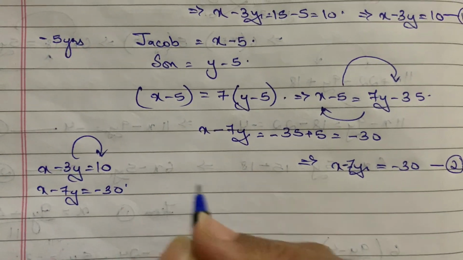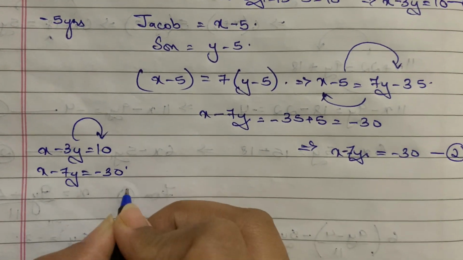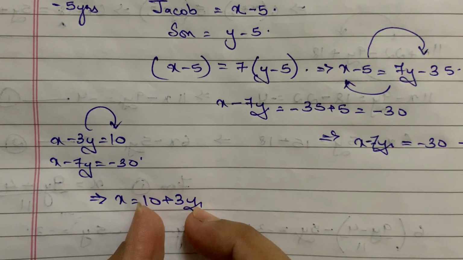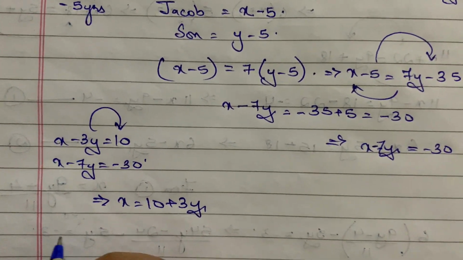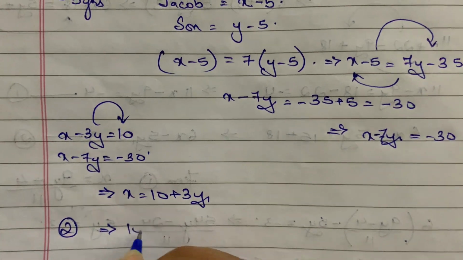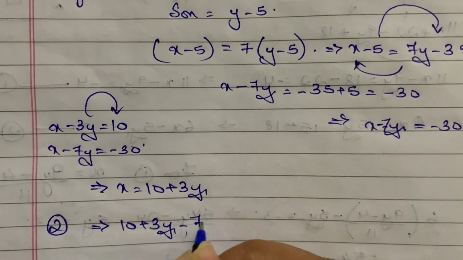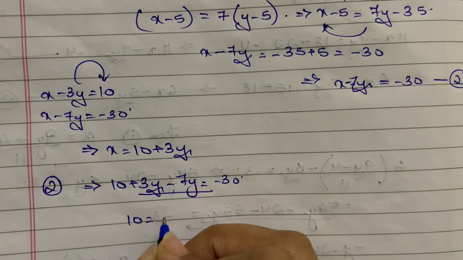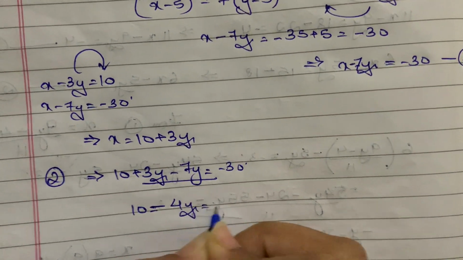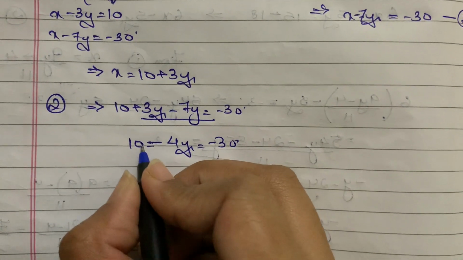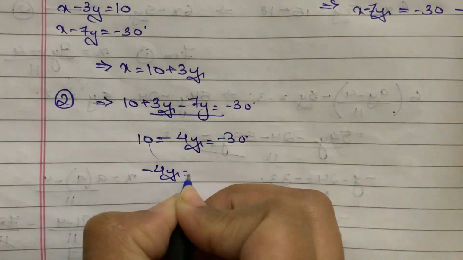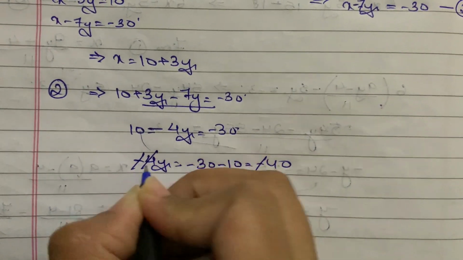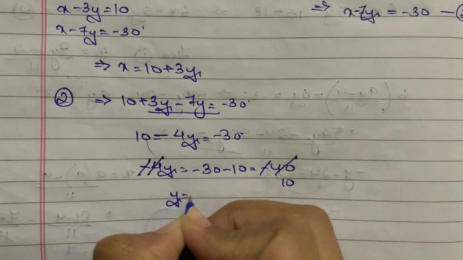Sending it to the other side, the equation can be rewritten as X is equal to 10 plus 3Y. Now this 10 plus 3Y will be substituted in the second equation. So the second equation becomes 10 plus 3Y minus 7Y is equal to minus 30. Simplifying, that becomes 10 minus 4Y is equal to minus 30. Then sending the 10 to the other side, minus 4Y is equal to minus 30 minus 10, which is minus 40. Minus minus gets cancelled, 4 1s and 4 10s. So Y is equal to 10.